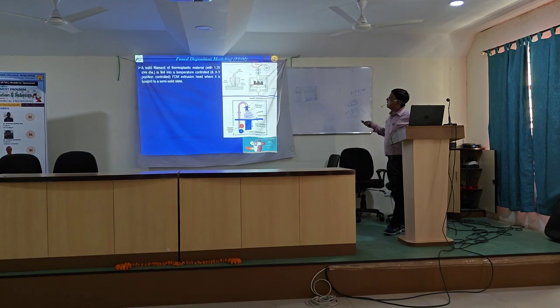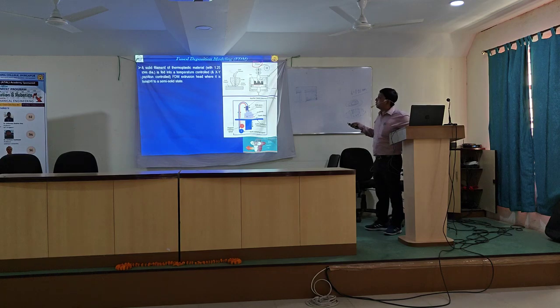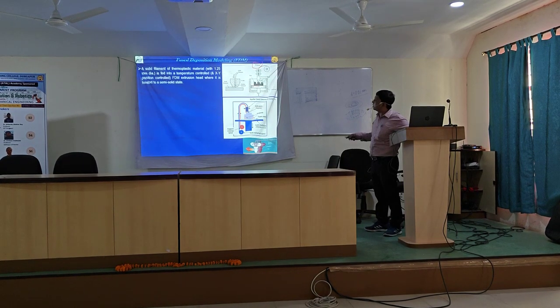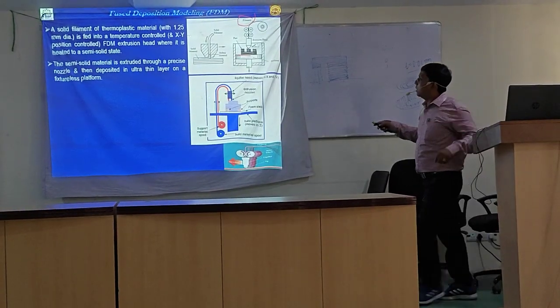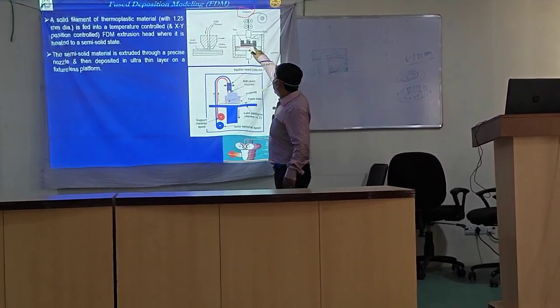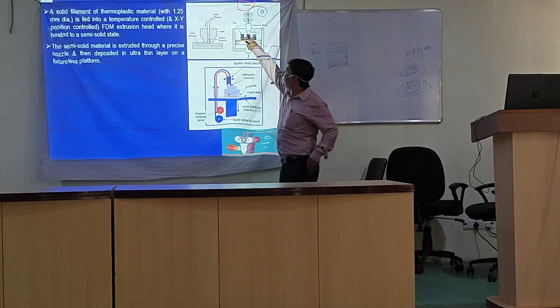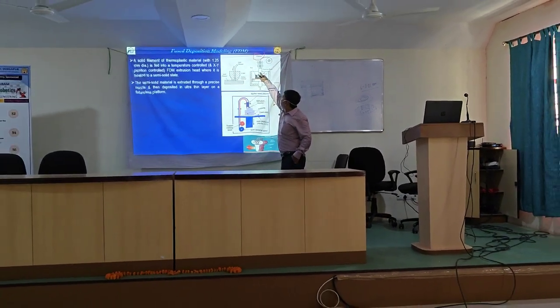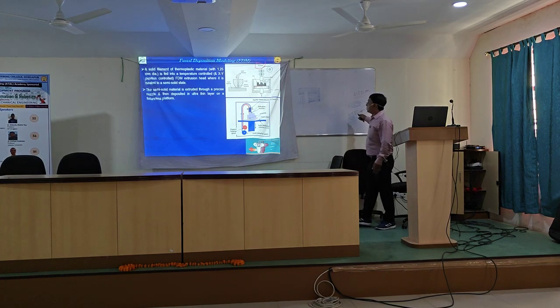And its diameter is 1.25 millimeter, fed into this chamber through the roller, and due to the heating here, it becomes semi-solid. The roller continuously rotates and creates back pressure inside. Due to the back pressure, the semi-solid material will be extruded from the nozzle of 0.4 millimeter diameter. As this is moving in XY direction, depending on your cross-sectional information, it will deposit the material.